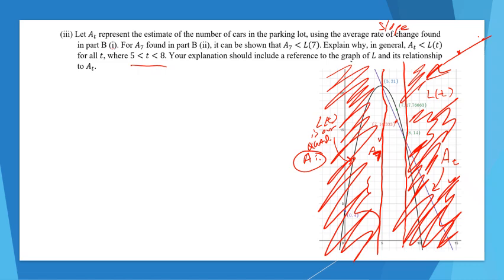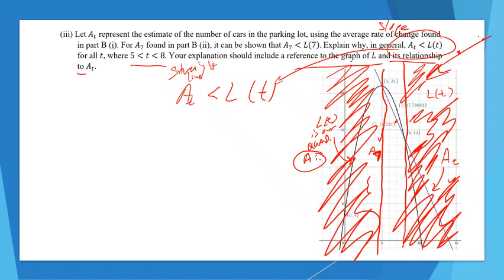Your explanation should include a reference to the graph of L, which is the quadratic, and its relationship to A of t. And so what we want to know is whether the straight line will be higher or lower than the quadratic equation. Luckily, they already gave that to us, where they basically say A of t is going to be less than L of t. So the straight line is always going to be lower than the quadratic in between 5 and 8, right? After 8, we see the straight line actually gets above the quadratic, but we're not worried about that right now.